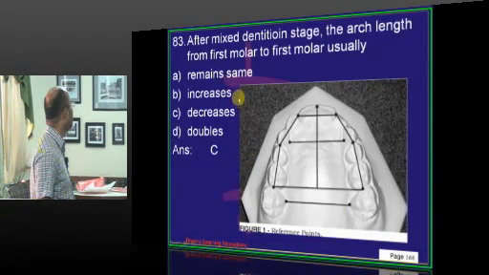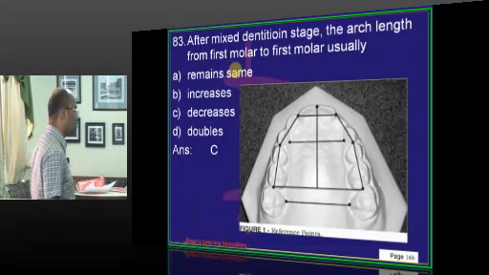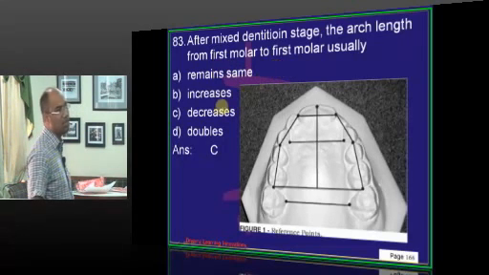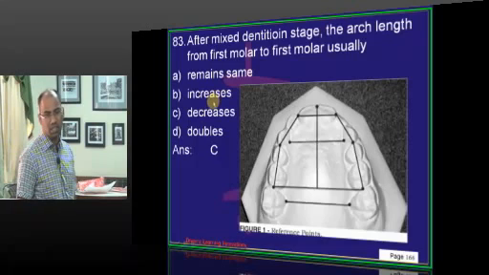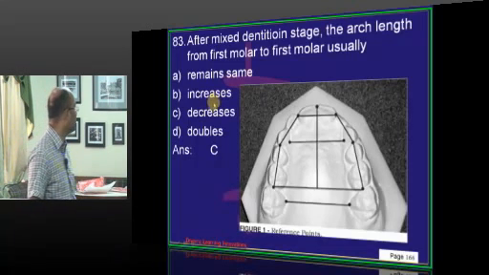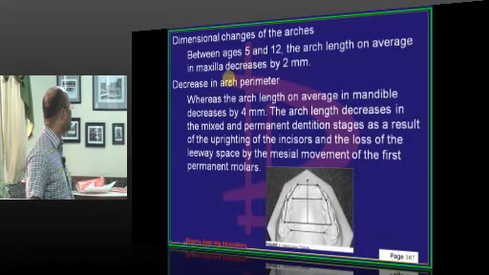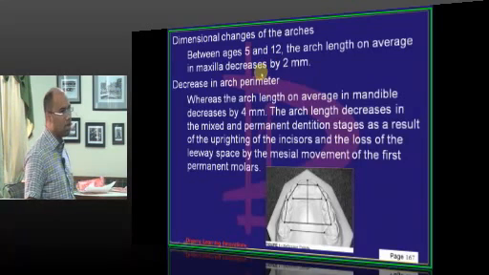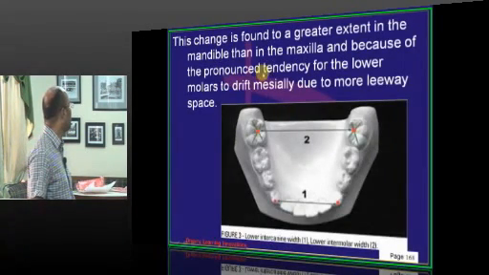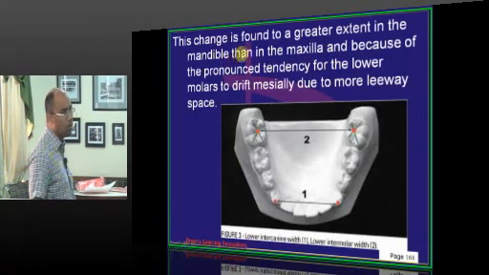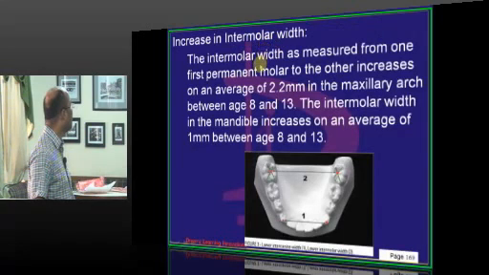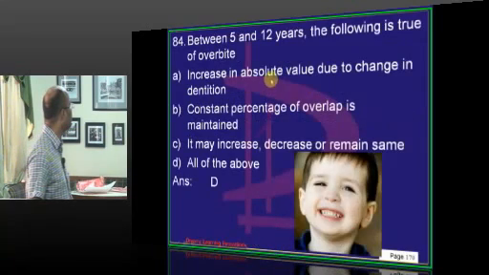After mixed dentition stage, the arch length from first molar to first molar usually decreases. This I have told you earlier. As I told earlier, the arch length will decrease by around 4 millimeters in the lower and 2 millimeters in the upper. The change is to a greater extent in the lower arch than the upper arch. Intermolar width increases.